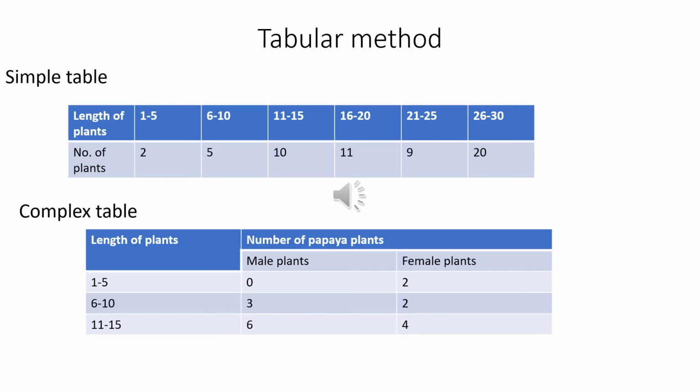Simple table contains data in respect of only one characteristic. As shown in figure, length of plant and number of plants. Length of plant is the only variable we are talking about for the simple table. While in complex table, two or more characteristics are shown. The following complex table shows male plants, female plants. There are two characteristics, male and female.